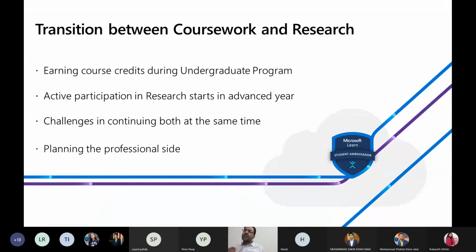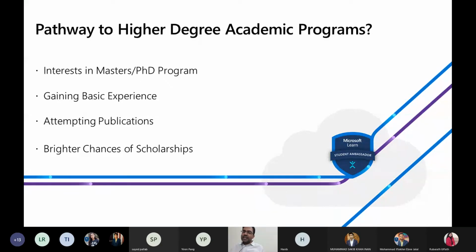And when you are about to finish your research, the undergrad thesis, then start planning the professional side as well, like what you are going to do. And conducting research has so many possibilities, so many options in your future.